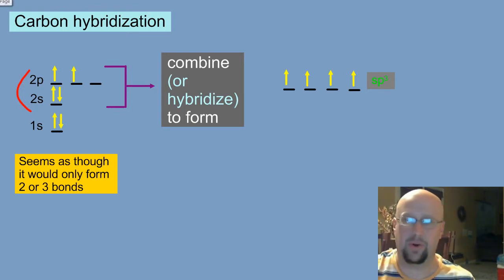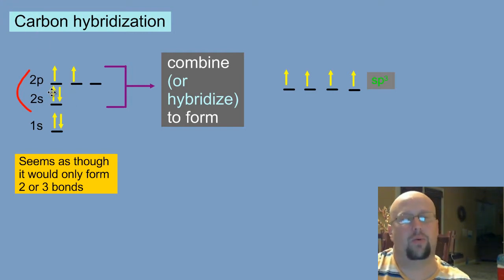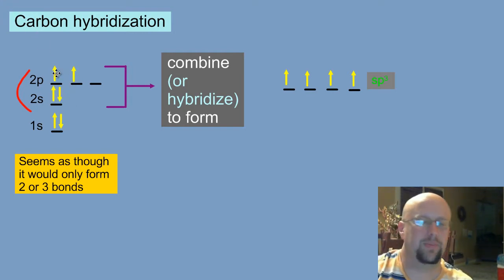Now, what might be the question in your head then, or maybe should be the question in your head, is, well, we understand what an s orbital looks like. We know what the p orbitals look like because we talked about those in the last couple of slides, and of course in Chem 1.